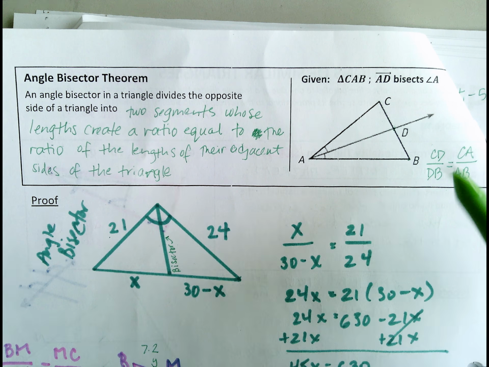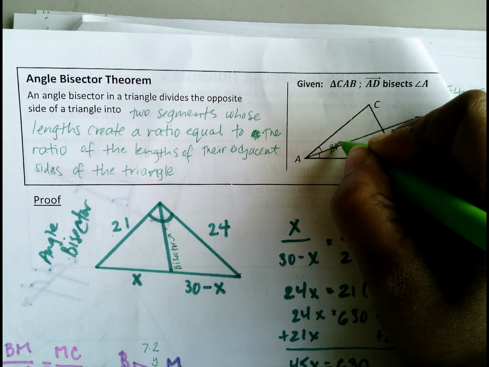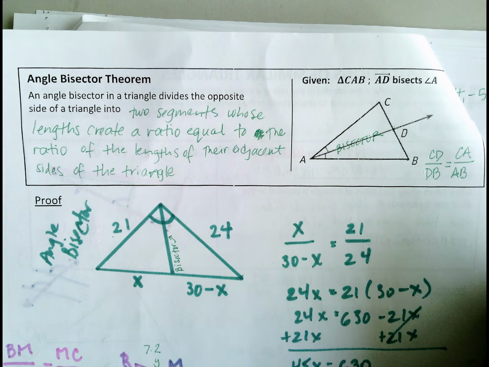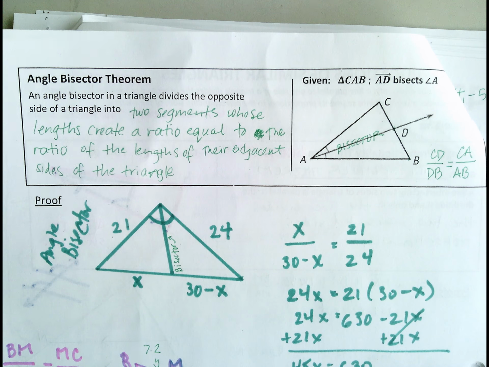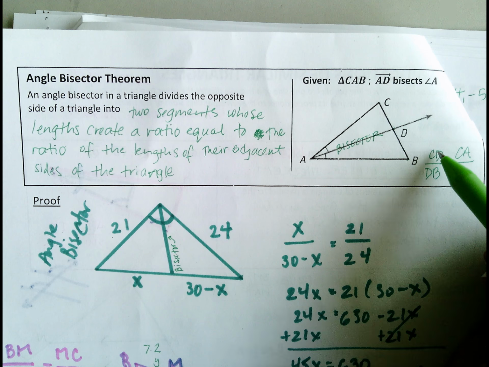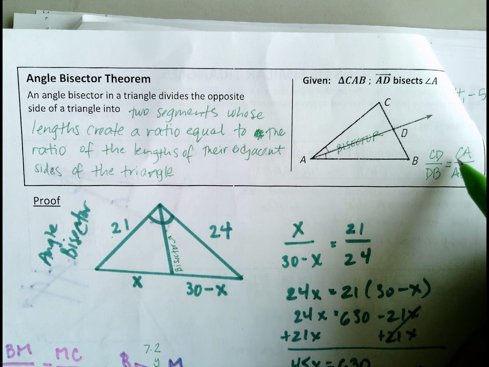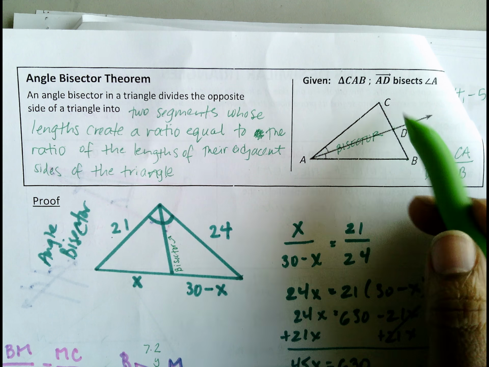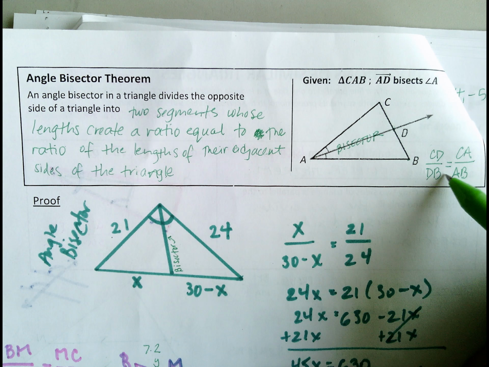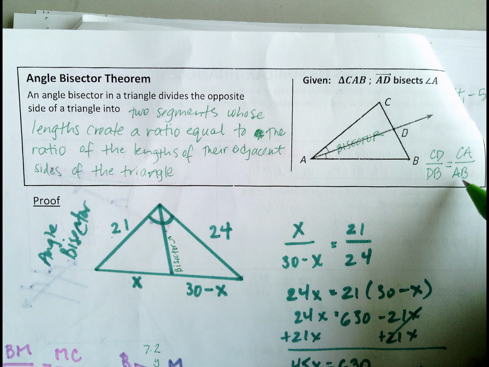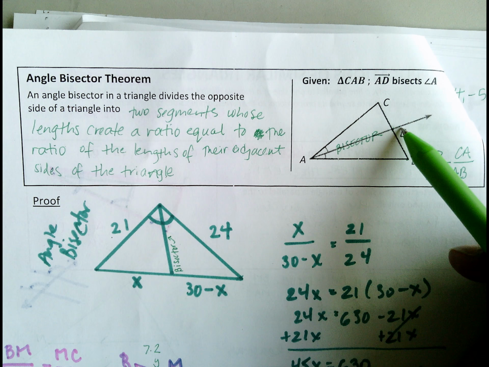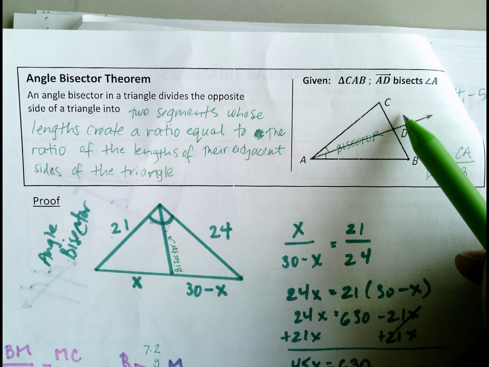To keep a long story short, this is our bisector because it's splitting angle A into two congruent parts. And it creates a situation where you have two similar triangles, okay? So what happens is CD is proportional to DB, and those two are proportional to their adjacent sides. The side that is adjacent to CD is CA, and the side that is adjacent to DB is AB, okay? So we would set up our proportion CD over CA.